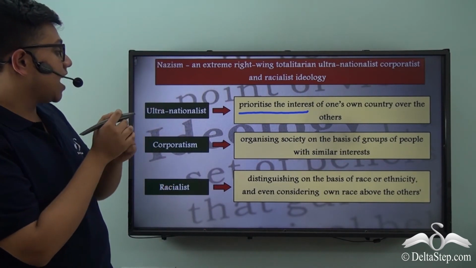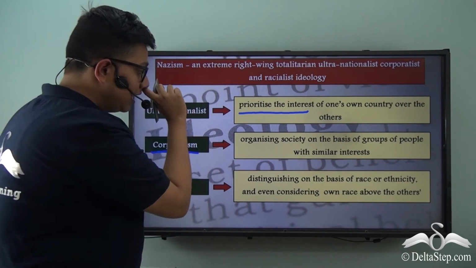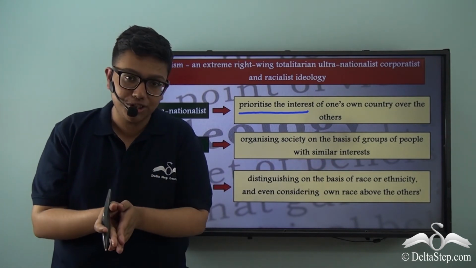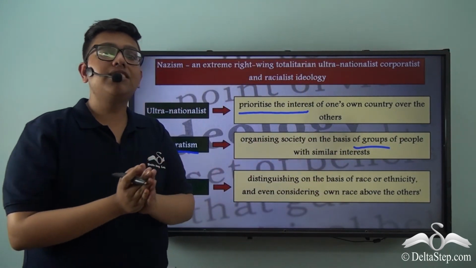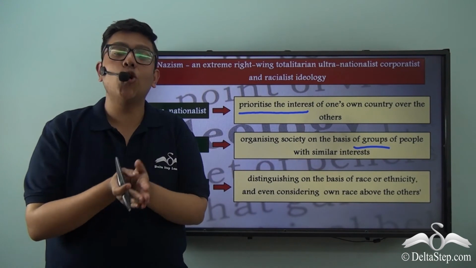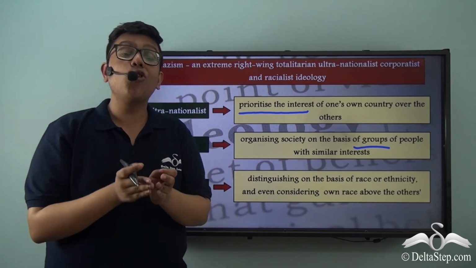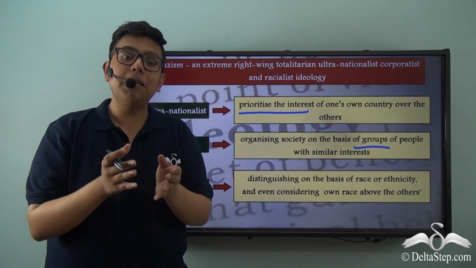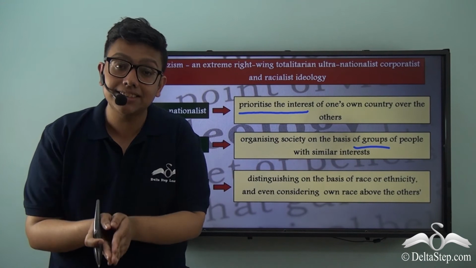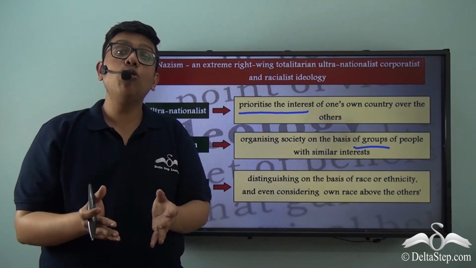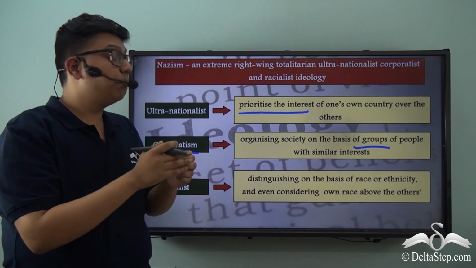Now, apart from ultra nationalism, Nazism also subscribes to the ideology of corporatism. Now, corporatism is an economic ideology which organizes society on the basis of groups of people with similar interests. This does not refer to a hobby club or some club regarding simple interests. Over here we mean interest of corporate or economic nature. Therefore, people having similar corporate interests like fishermen, lawyers, people who practice medicine, they come together into their own groups or interest groups, and that is the basis on which a corporate state builds the society.